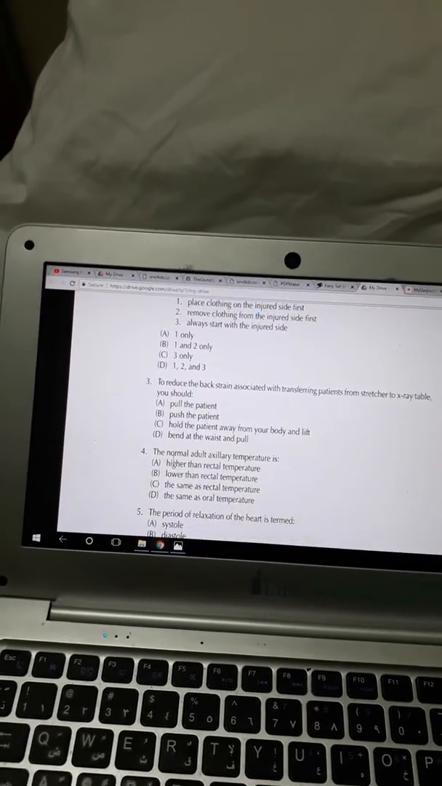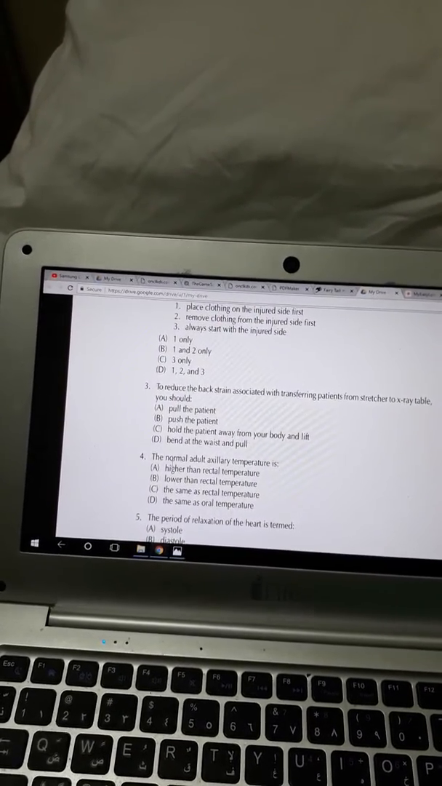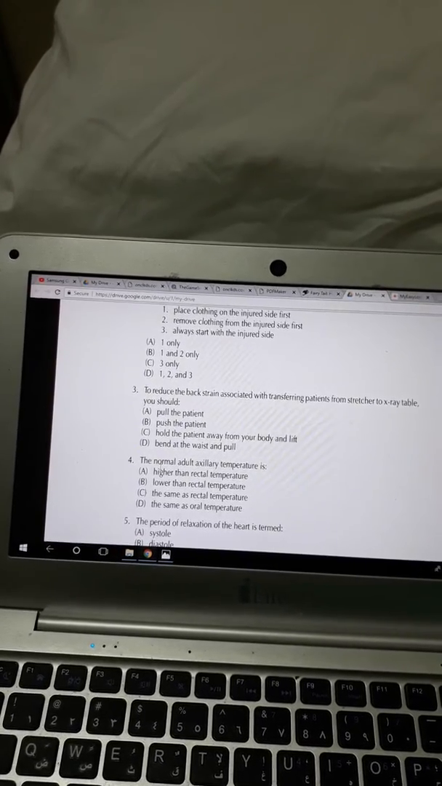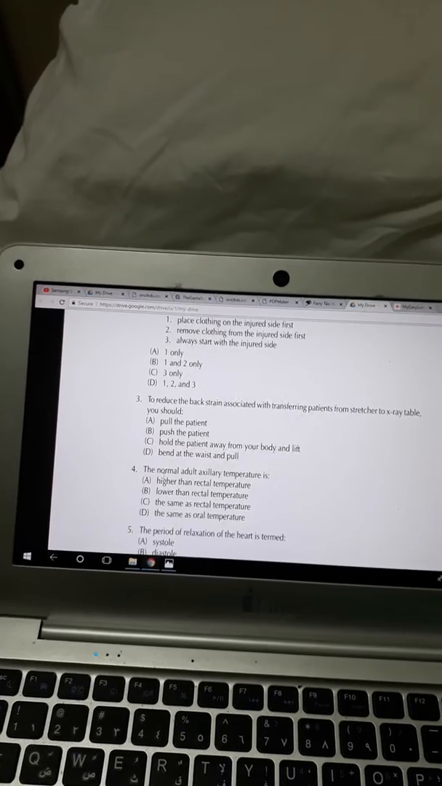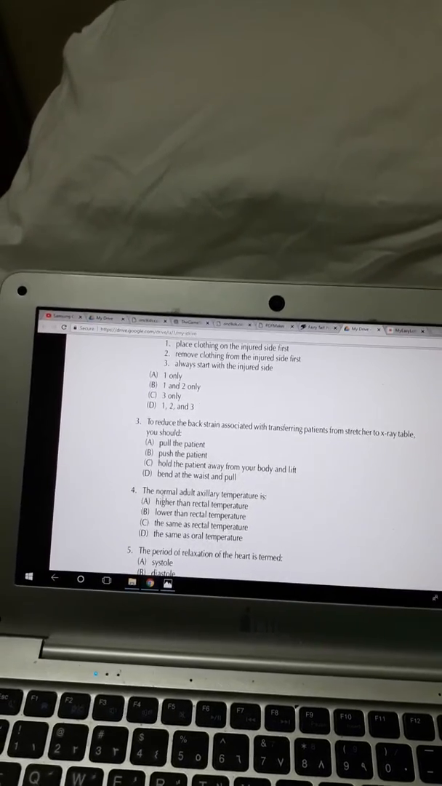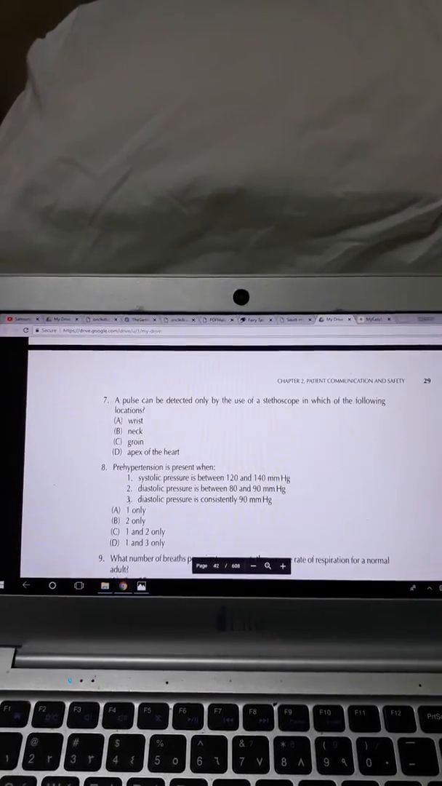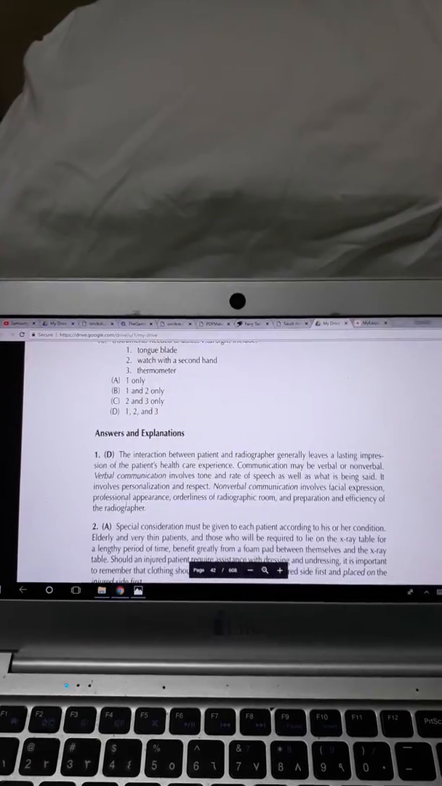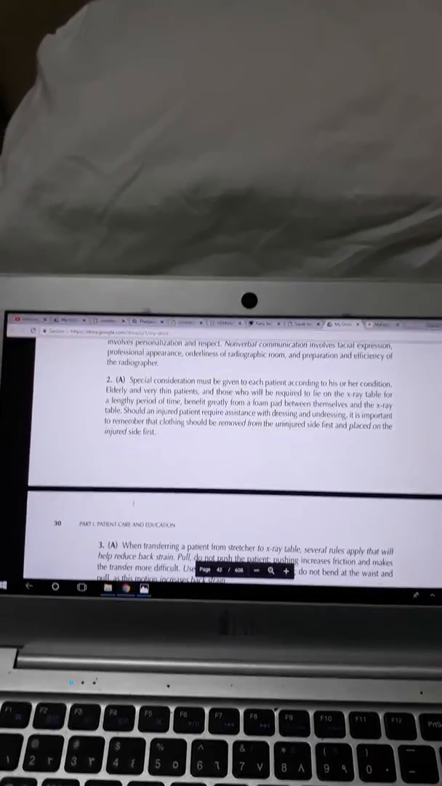Now we'll go to the third question. To reduce the back strain associated with transferring a patient from stretcher to X-ray table, you should pull the patient, push the patient, hold the patient away from your body and lift, or bend the wrist. The answer should be A, pull the patient.